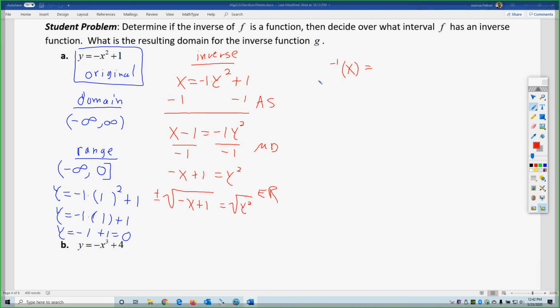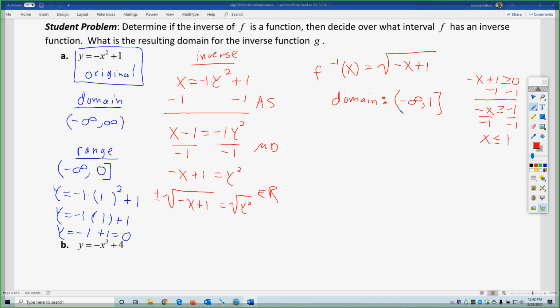Let's try this. There we go. Equals, what did we get over here? We got the square root of negative x plus 1. Okay. Alright, so we need to know the domain. Well, the range should be the domain of the final one, right? Well, look, wait a minute here. If I think about this, negative x plus 1 must be greater than or equal to 0. So if I subtract 1, negative x is greater than or equal to negative 1. If I divide by negative 1, x is less than or equal to positive 1. So that's negative infinity to 1.